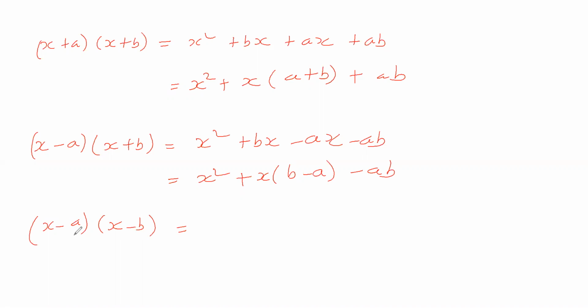This formula we will see. We will multiply these two x, so x square. X with b we will multiply, minus xb. Minus a and x multiply, minus ax. Minus a and minus b will multiply, plus ab. So this x square minus x, if we take outside, a plus b, then plus ab will be there. Okay.